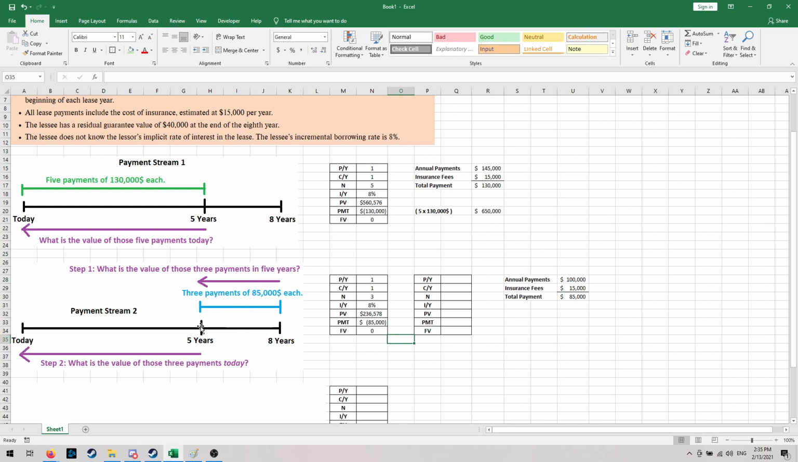But we need to go all the way back to today. So we need to know, in order to get that $230,000, how much money do we need right now in this very moment? And to do that, we need to move that money back. So here we are in step 2. And we're going to move the money back from 5 years in the future to today, so we can see what that amount is worth today.